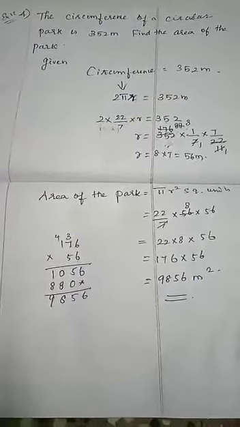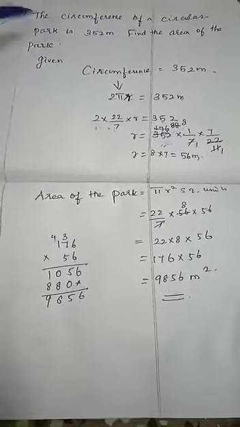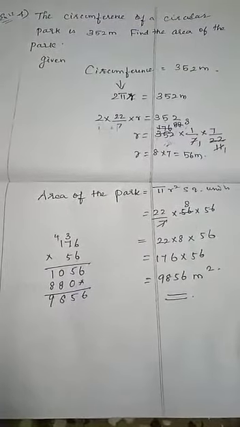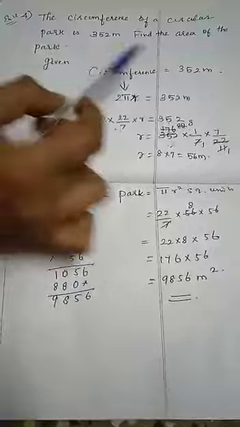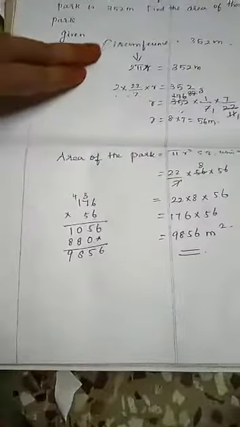Exercise 2.2 continuation, children. Fourth one. The circumference of a circular park is 352 meters. Find the area of the park. What is given? Circumference is given, 352.